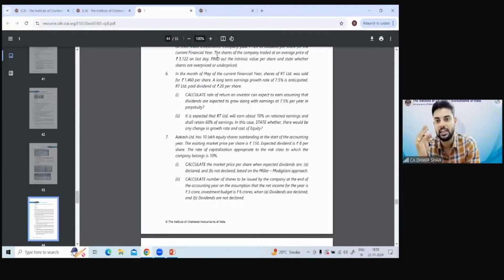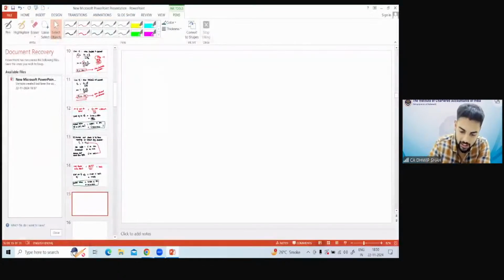The company is an equity financed company only. This is what I have explained to you, unless otherwise specified. So can I say KO here would be KE itself because only equity shares are there in the capital structure. Ideally, rate of capitalization means cost of capital. But here, since entire financing is from equity, KO will be equal to KE. So this is KE. Calculate market price per share when dividends are given and when dividends are not declared based on this approach. Okay? So again, let's calculate the first part.